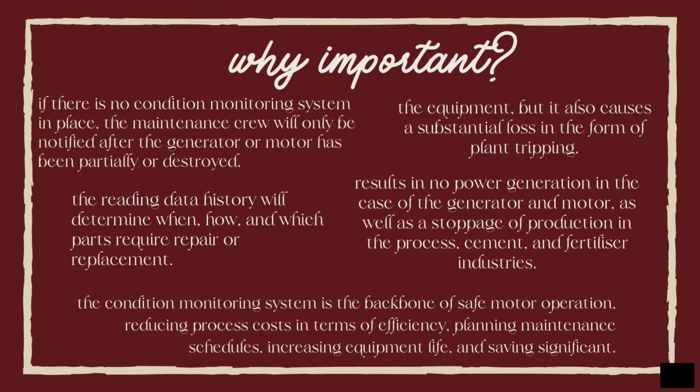The reading data history will determine when, how and which part requires repair or replacement. As I said just now, with the condition monitoring system, we can identify which part in the motor or generator is destroyed. So it is easy for the technician or worker to replace the part with a new one, so it will continue running the generator or the motor.